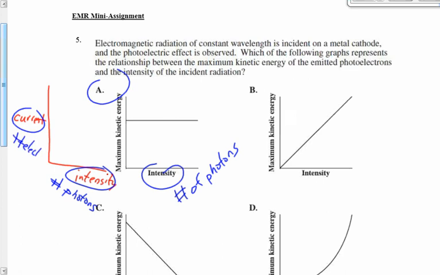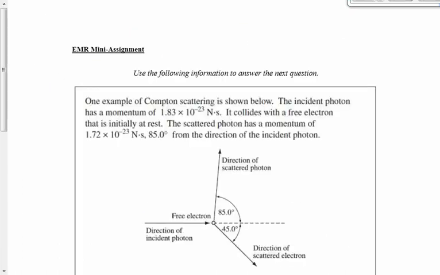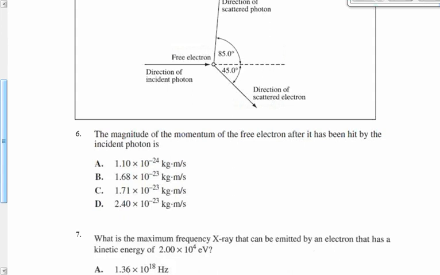Is there a relationship between, as long as you're above the threshold frequency, the number of photons and the number of electrons ejected? Yes, there is. So this graph would look like this. If we changed this to electric current, then all of a sudden, that becomes our correct answer, right? Almost done here, guys. We'll come back to this one, number 6, actually.